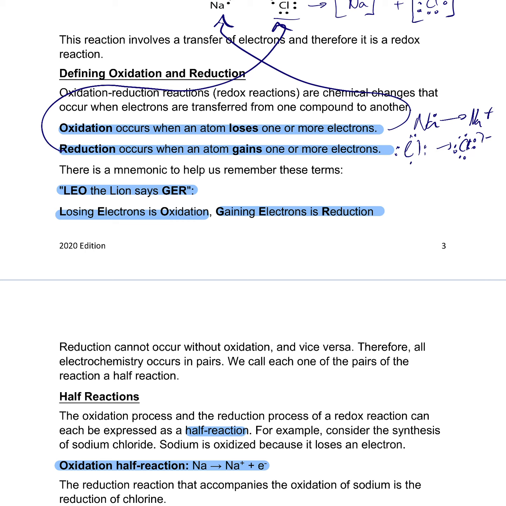So notice that the charge on sodium has gone to a plus state, so that's gone up. And the chlorine has gone to a minus state, so that is going down. So mathematically, reduction is when this charge, whatever it is, goes down.